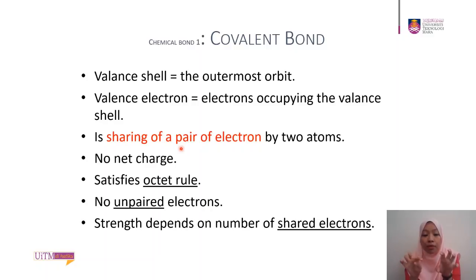So how is this bond formed? By sharing of electrons on the valence shell. All right, so there is no net charge, and it satisfies the octet rule. I'm sure you are familiar with the octet rule during SPM. So there are no unpaired electrons. The strength depends on the number of shared electrons. The higher the number of shared electrons, the stronger the bond is.